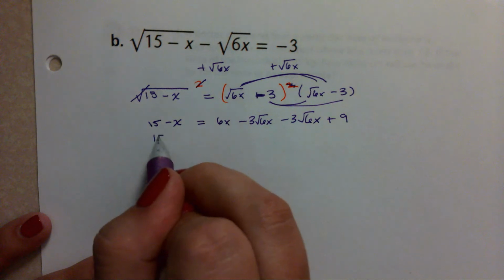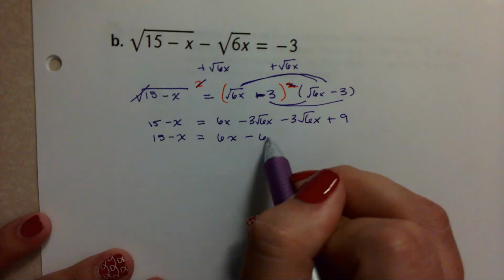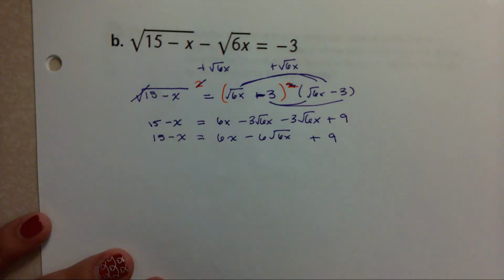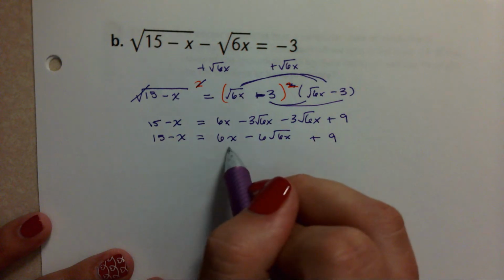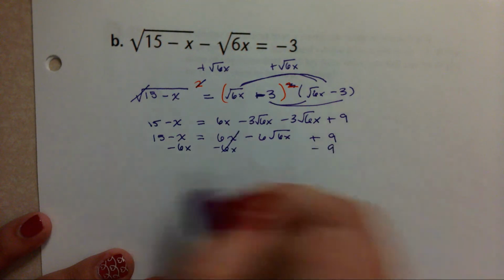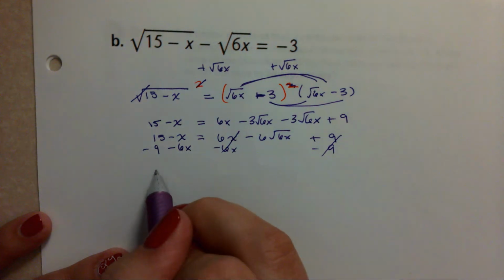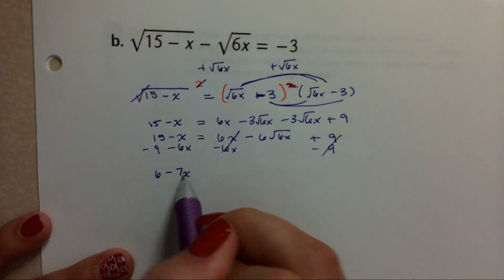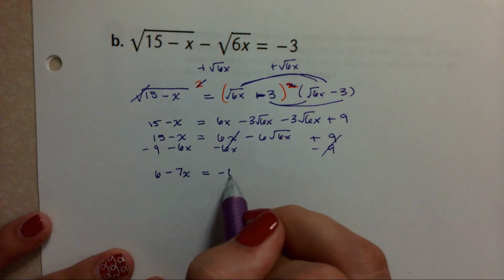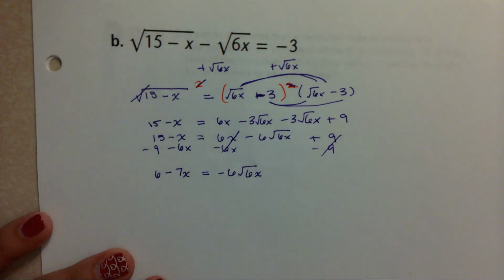So I'm going to combine like terms. I get 6x minus 6 root 6x plus 9. And subtract my 6x. Subtract my 9 to isolate my radical on the right side now. And I get 6 minus 7x equals negative 6 root 6x.